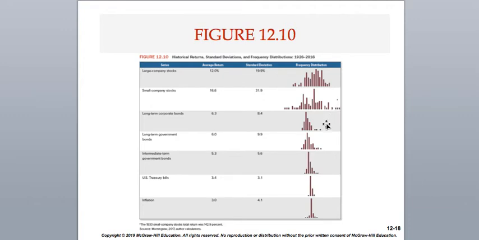And as you go down here, you will notice a tighter distribution, indicating less risk. Okay? So a wider distribution indicates more risk, more volatility. A smaller distribution or taller distribution means that there is less risk.